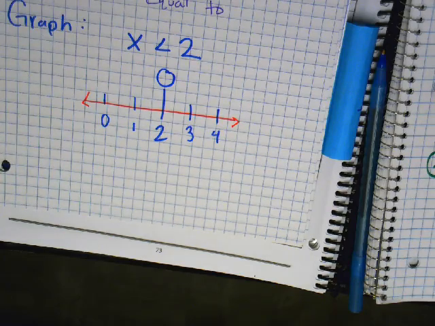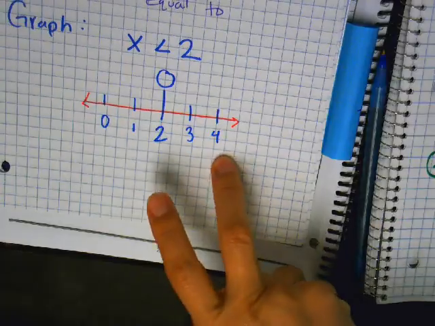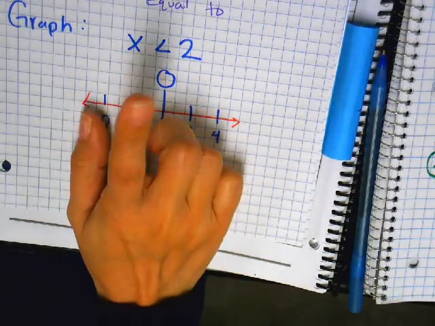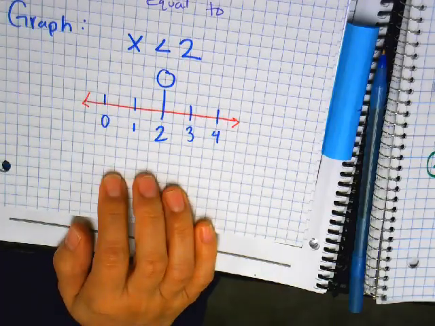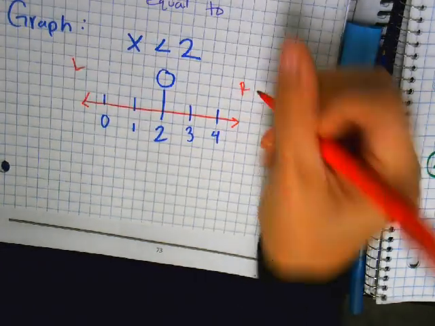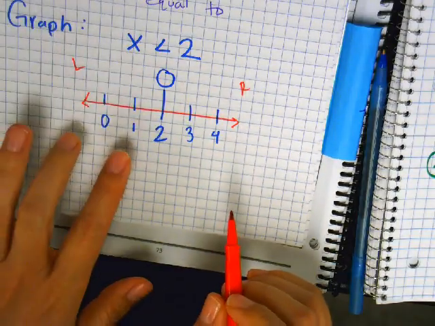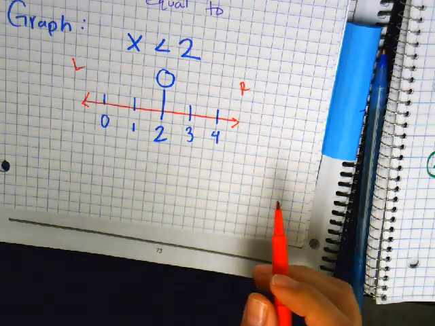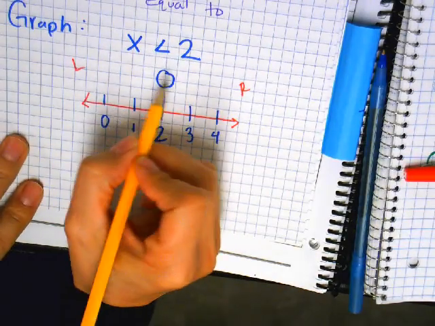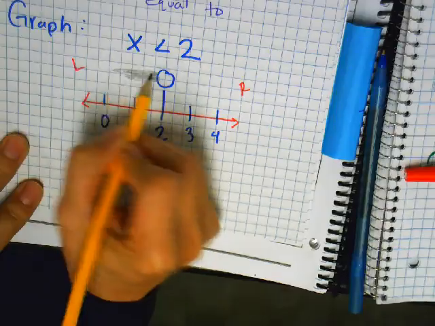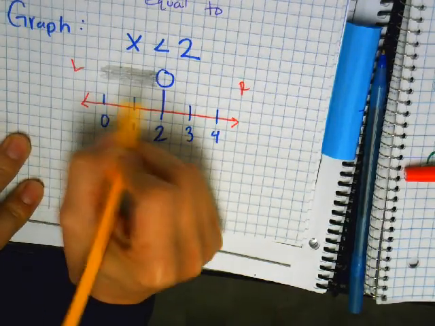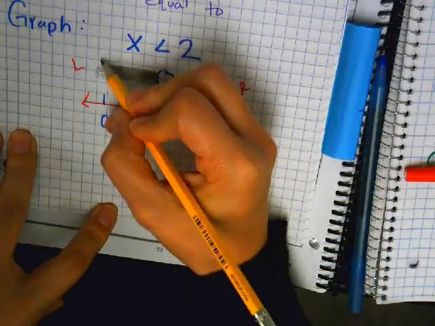Now the second part of graphing. First part is where does my circle go? The second part is which way do I shade? I'm going to shade either the left numbers or the right numbers. Which numbers, on the left side or the right side, make this statement true? X is less than 2. Left. So again, this is my left, this is my right. Which numbers make this true? Left. So we're going to shade to the left. So here's me shading. And then I'm going to put an arrow at the end.